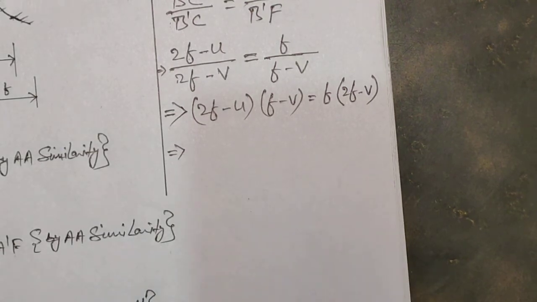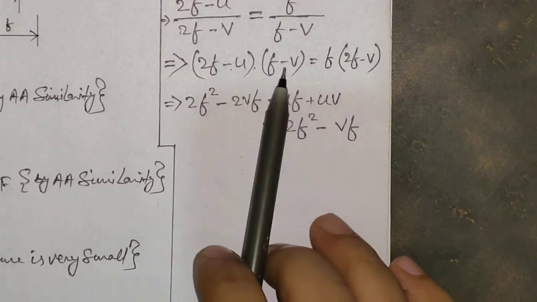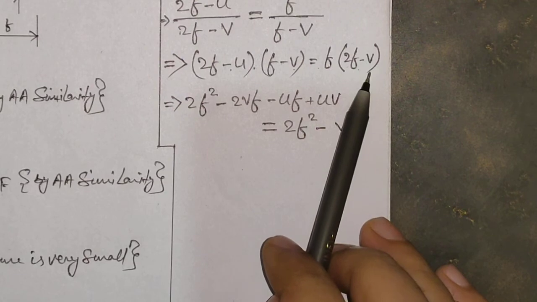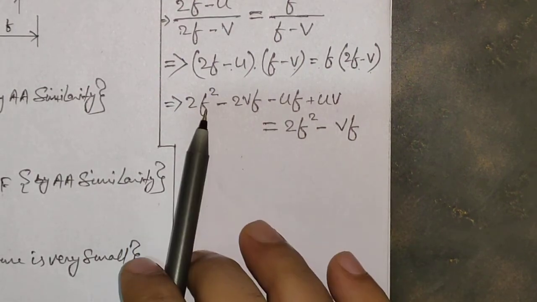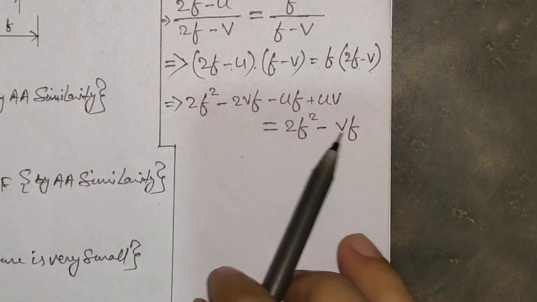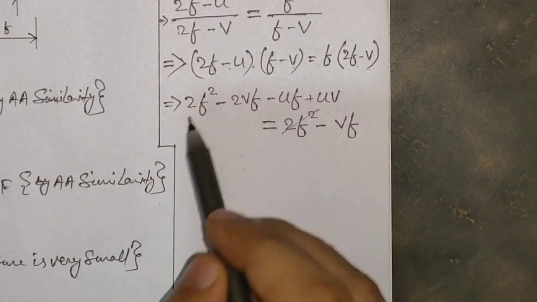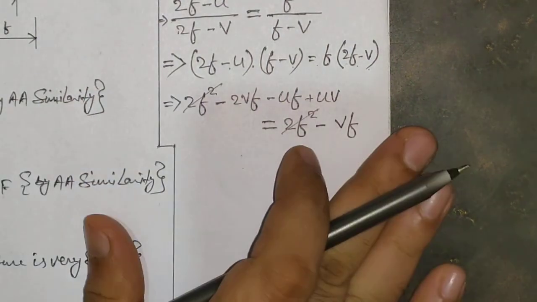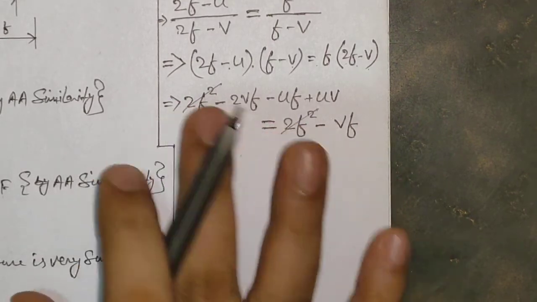So I have done another step for you. (2f - u) multiplied by (f - v) is equal to f multiplied by (2f - v), and this is going to multiply with this. So we get 2f² - 2vf - uf + uv = 2f² - vf. Now we can see 2f² is going to be cancelled with this 2f². This will go to that side, so the sign is altered: plus becomes minus, and they are cancelled.